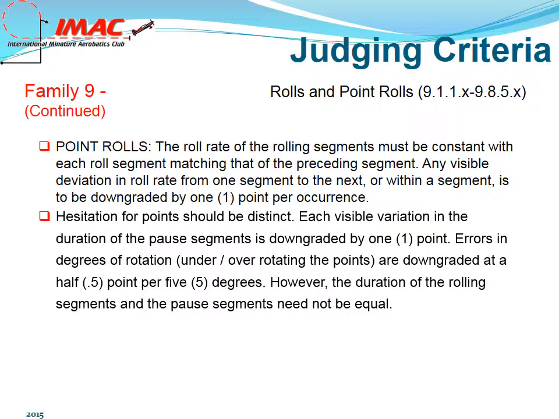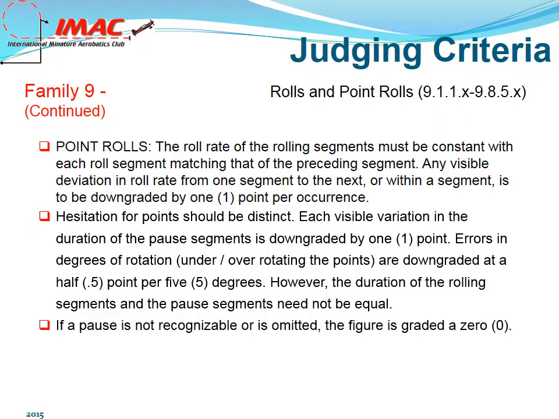Errors in degrees of rotation, under rotating the points, are downgraded at a half point per 5 degrees. However, the duration of the rolling segments and the pause segments do not need to be equal. If a pause is not recognizable or omitted, the figure is to be graded as a 0.